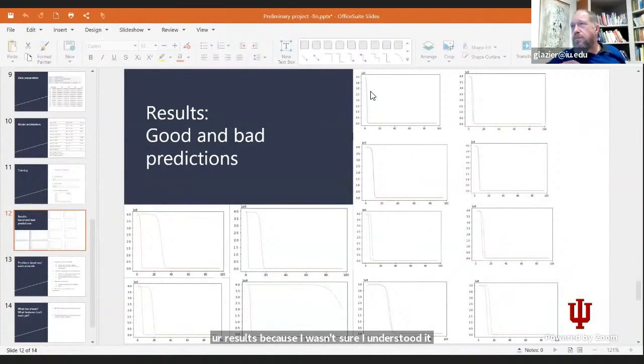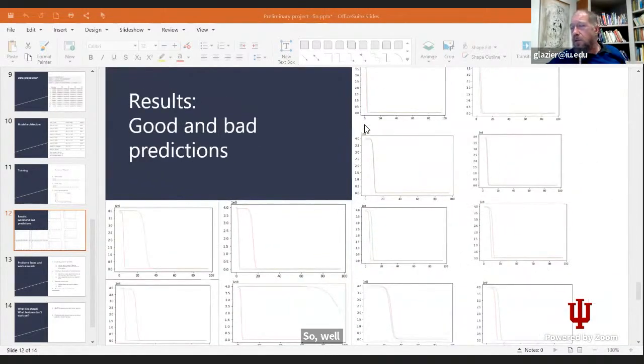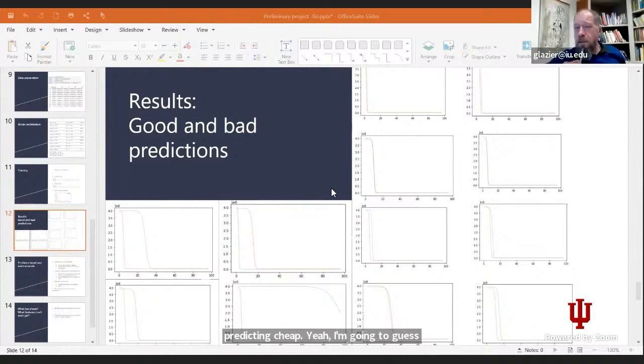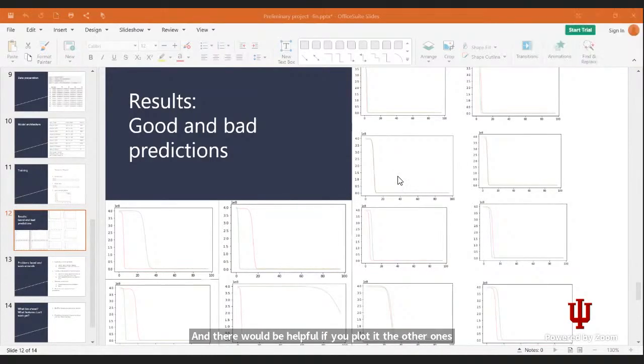So what we have here is you're predicting what? You're predicting T? Yeah, I'm predicting T. That's correct, yes. And it would be helpful if you plotted the other variables too. I kind of got sidetracked because of that saving problem, so I had to retrain this today morning. I'll definitely do that.